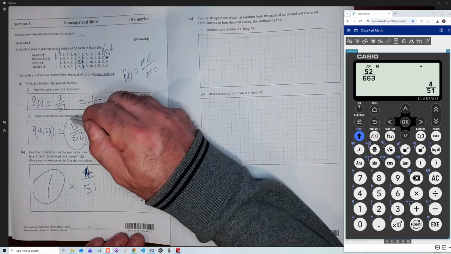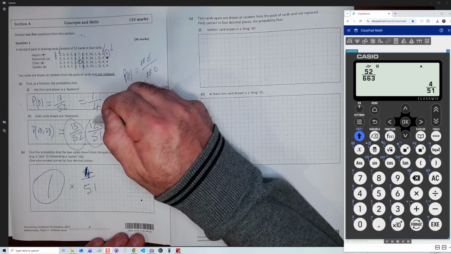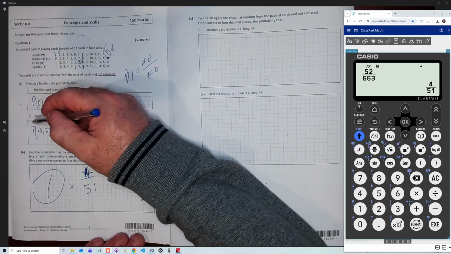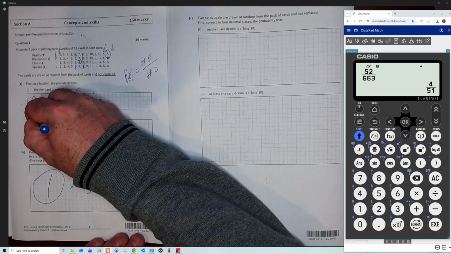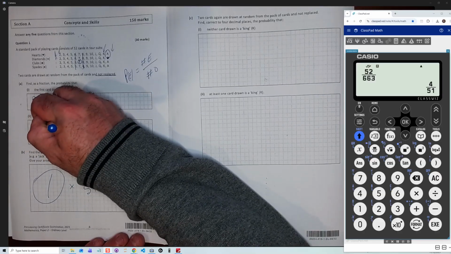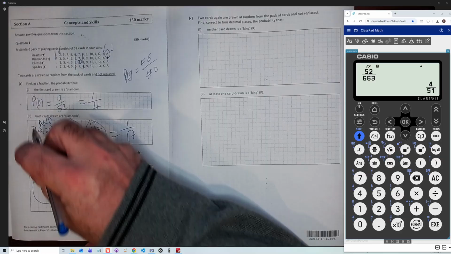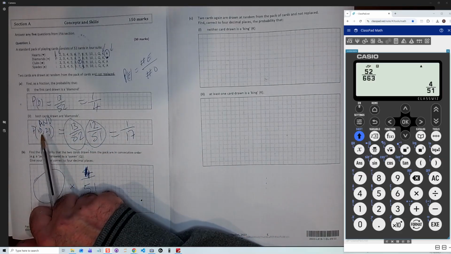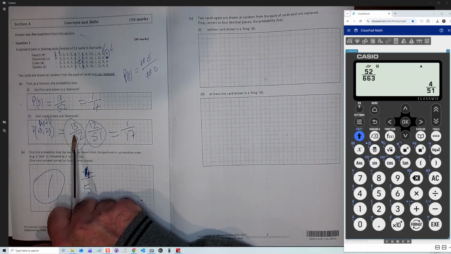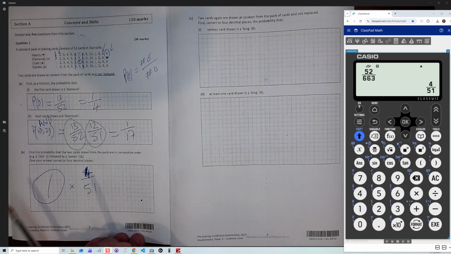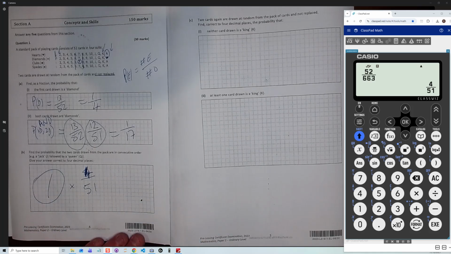So when you have probabilities one after the other, so the probability of this being a diamond and the second one being a diamond, whenever you have the word and between events, you're using multiplication. And you multiply them out and you get 1 over 17.